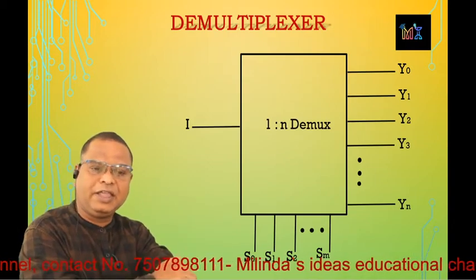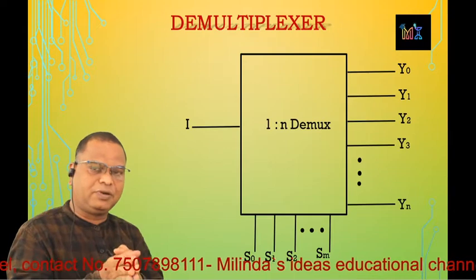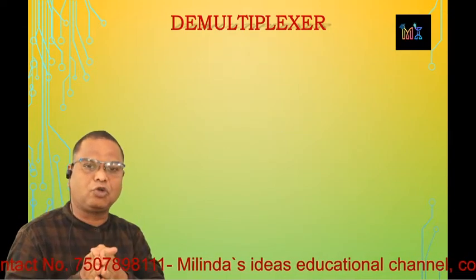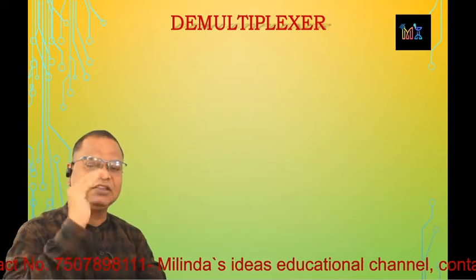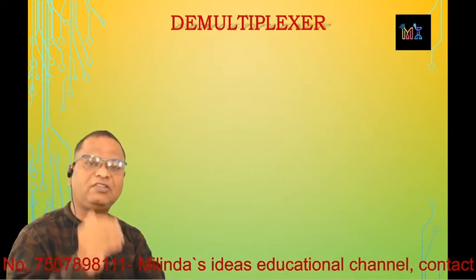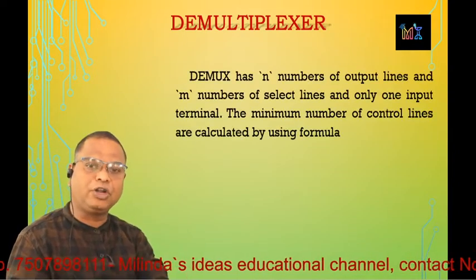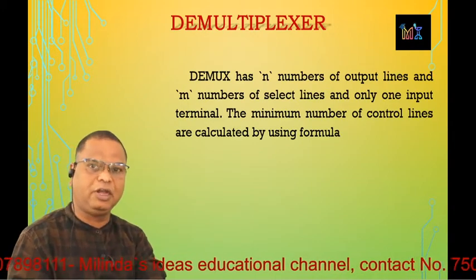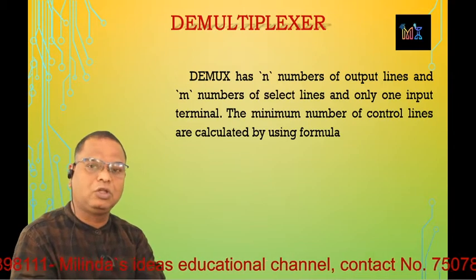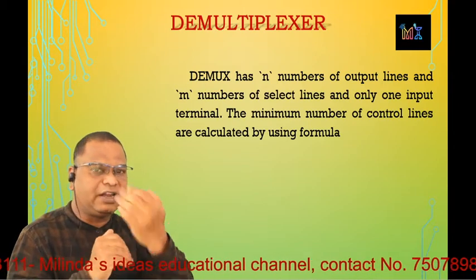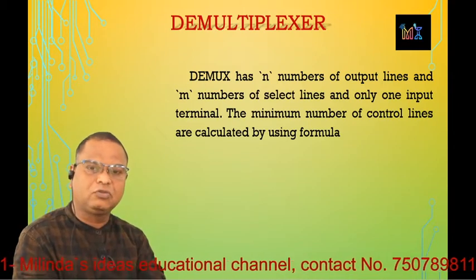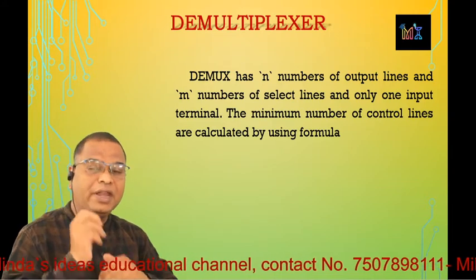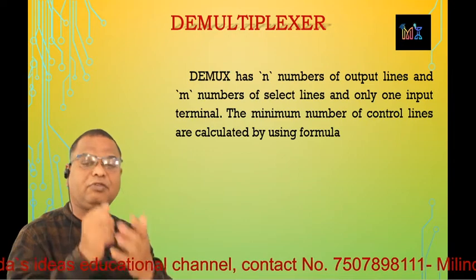Now friends, what did we do? We said earlier that in a demultiplexer also there is a set of control lines, a set of select lines. Those select lines or control lines select the output terminal to which the input data should be connected. There are n output lines, so how many control lines are required? That is given by a formula.